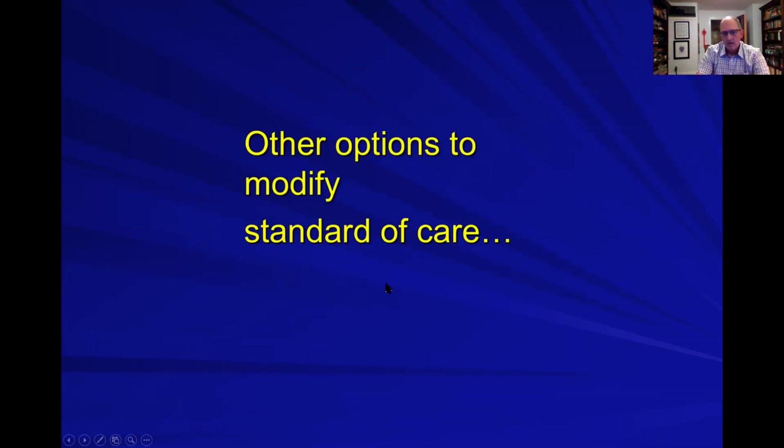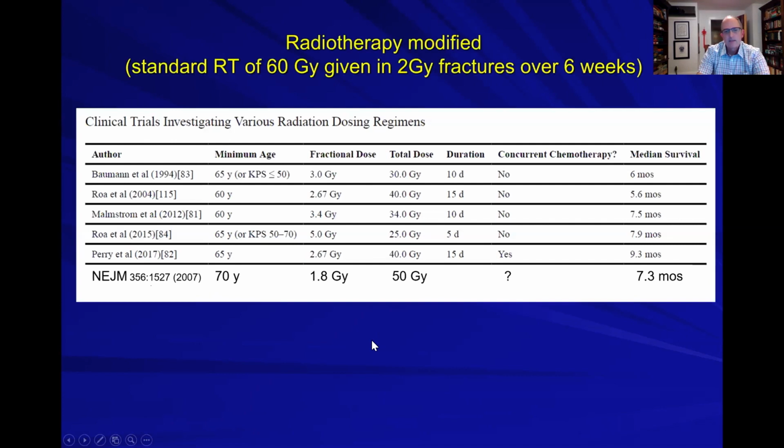I've mentioned ways to modify standard of care, so I just want to say a little bit about that. Radiotherapy is part of standard of care, and there is the standard regimen of radiotherapy, 60 gray given in fractions of 2 gray over a course of about 6 weeks. This is just an example of studies where they looked at about half the dose. So for example, if you're looking at an elderly patient who may not tolerate that much radiotherapy, we have data that shows that if you basically cut that in half, you can still get some benefit.